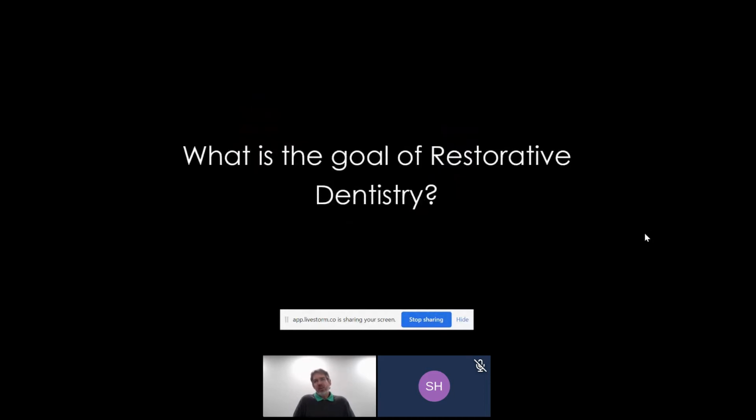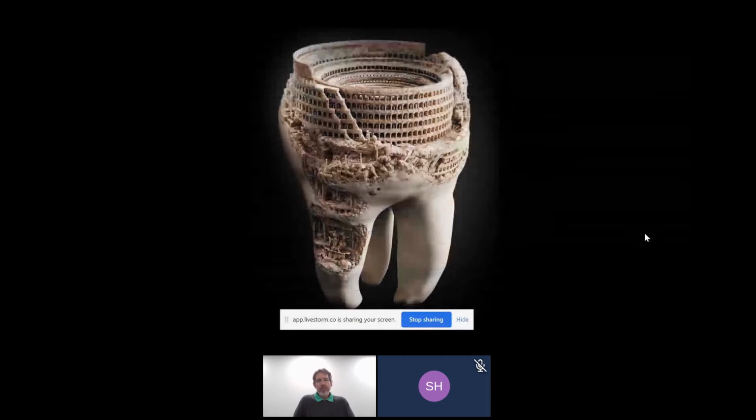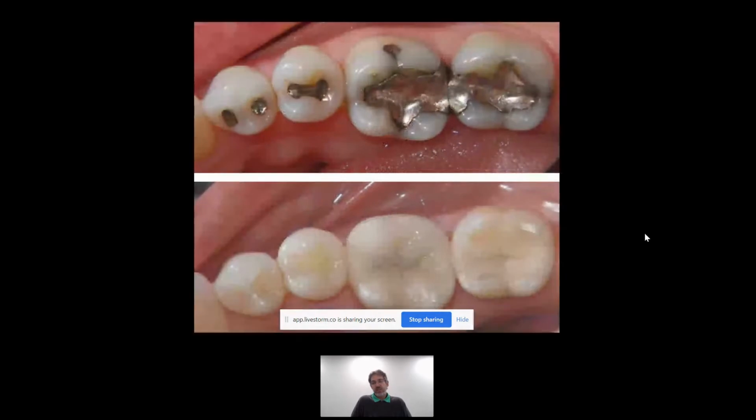So, really at the end of the day, what is the goal of restorative dentistry? Well, we believe the goal of restorative dentistry is to restore form and function. We know the more we cut on teeth, the more we weaken teeth, the more times we cut on the tooth, the sooner we kill the tooth. And it's not only about maintaining or restoring form and function, but also aesthetics. We know they have made tremendous improvements in tooth-colored restorative materials over the years.